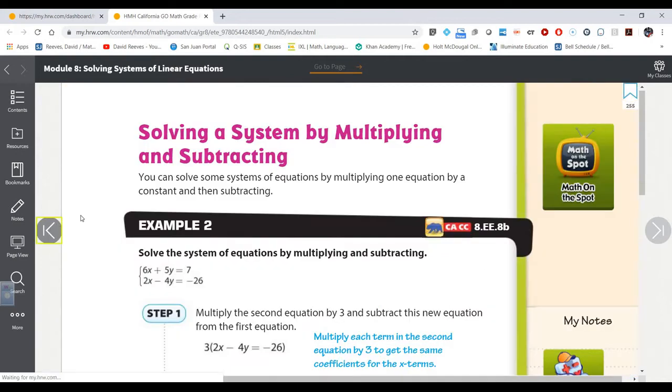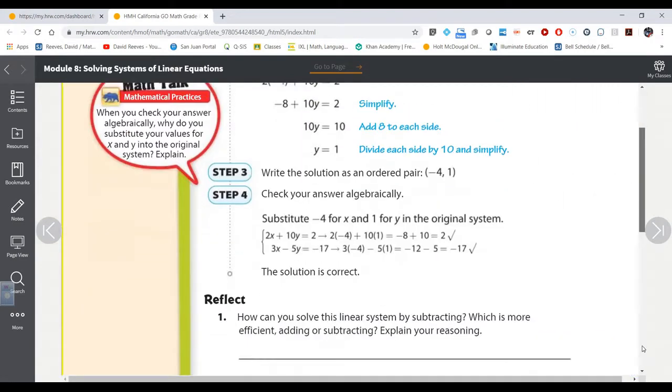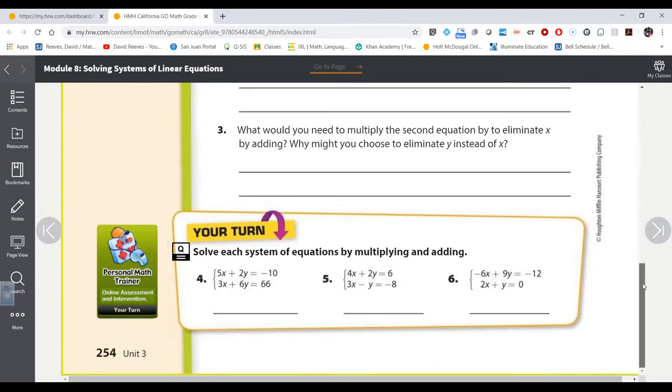Let me get back here. Where are those problems hiding? Here we go. I'm on page 254 of your textbook in Module 8, if you are interested. It says solve each system of equations by multiplication and adding.